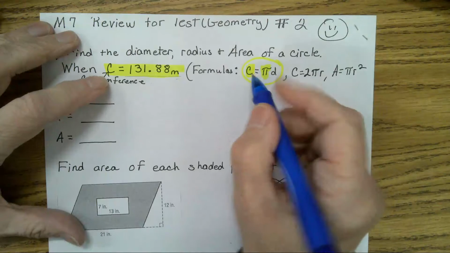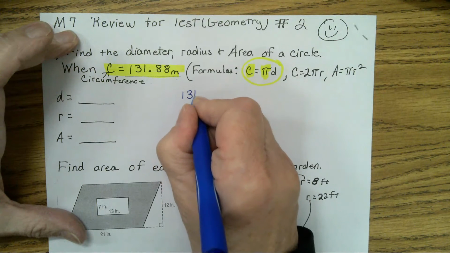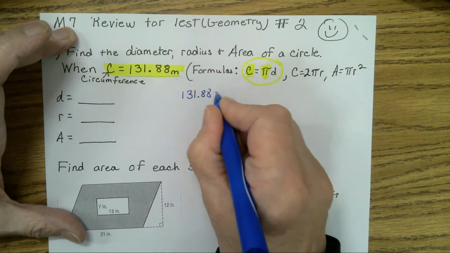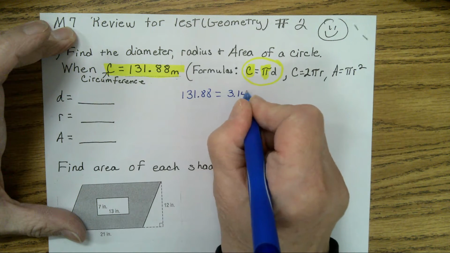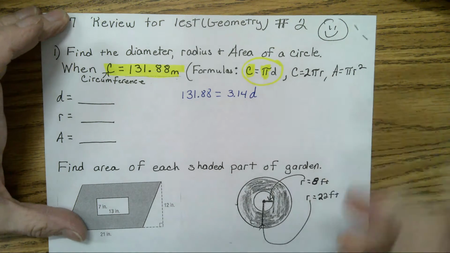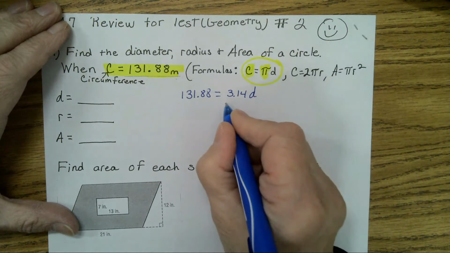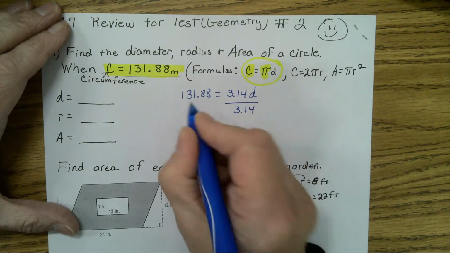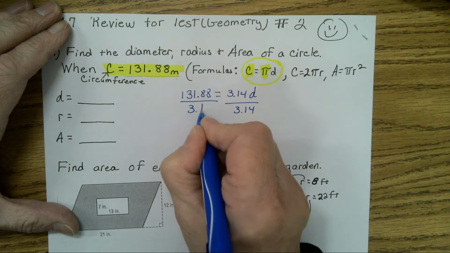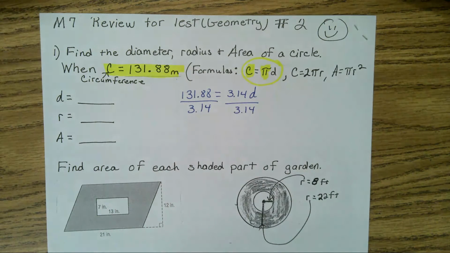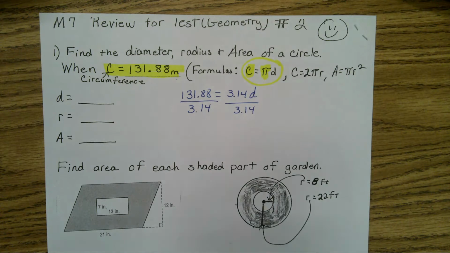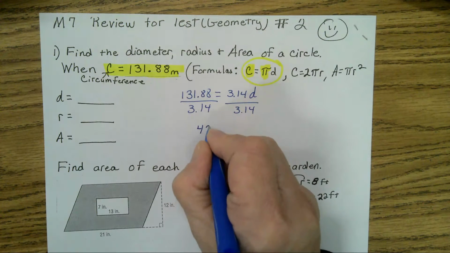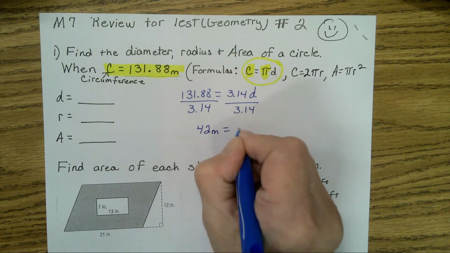I replace C with 131.88. And that equals 3.14 times my diameter. Well, to figure out what the diameter is, we divide both sides by 3.14. Now, when we do that, we get the answer of 42. 42 meters equals the diameter.